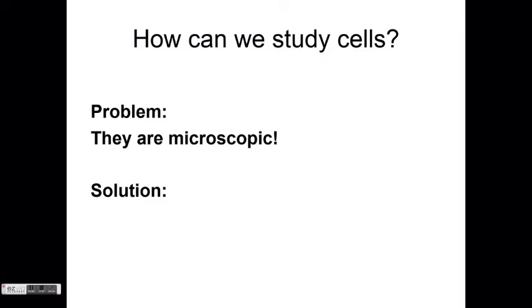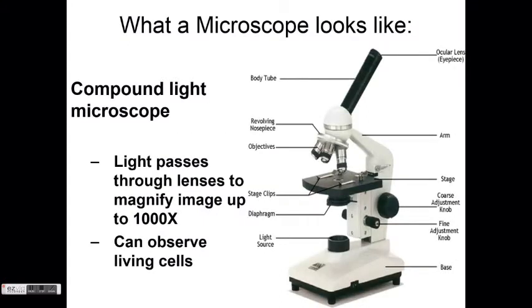So how can we study cells? Most cells cannot be seen with the human eye. They're microscopic. So how can we study them? Well, we use a microscope. Hopefully you guys already know how to use a microscope, but if not, I'm sure sometime you will do a lab. It's not difficult, it just takes some practice. And this is what a microscope would typically look like. This is basically the one you should be using.